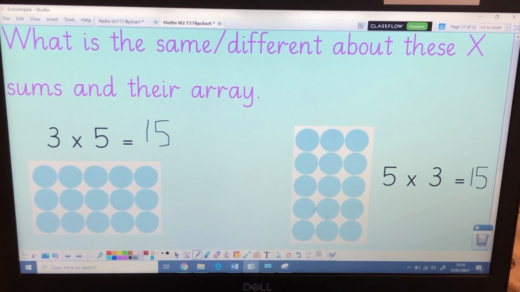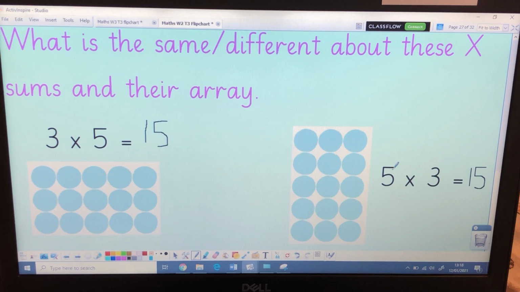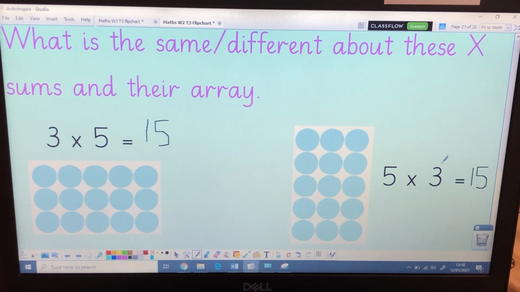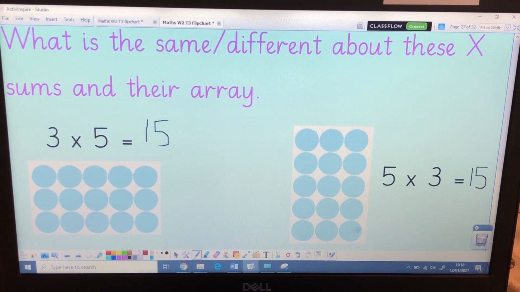But this array has a different number to begin with. So we switched the numbers around, haven't we? It's 5 times 3. So that means this number is telling me how many groups I need, and that's 5 groups. So here are my 5 groups, 1, 2, 3, 4 and 5. And it's telling me that I need 3 in each group.